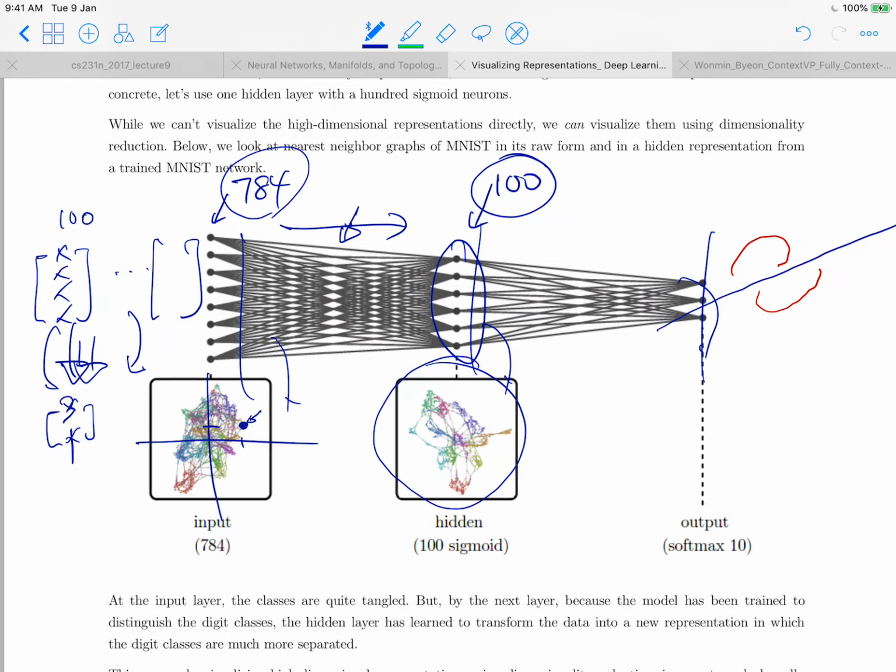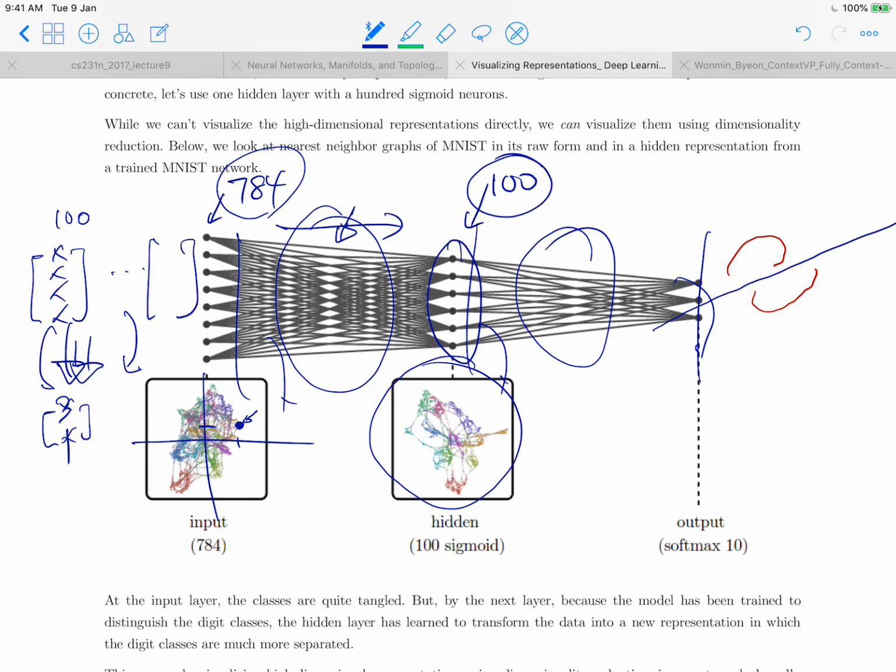So each layer in our neural net can be viewed as taking a really messy high-dimensional representation and gradually transforming your data into other multi-dimensional vectors, but formed in a way that they are better separated, better classified, using a simple linear classifier, right?